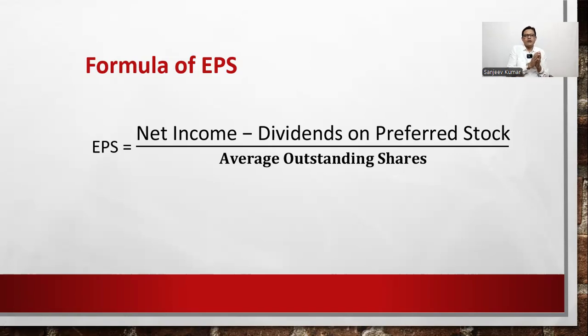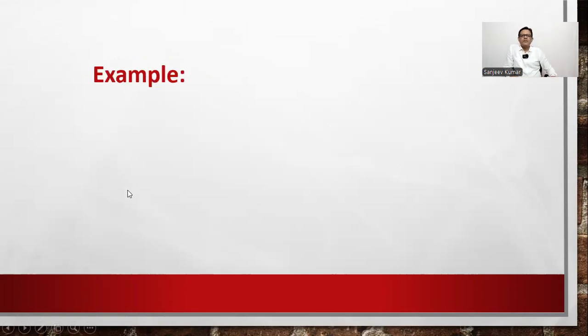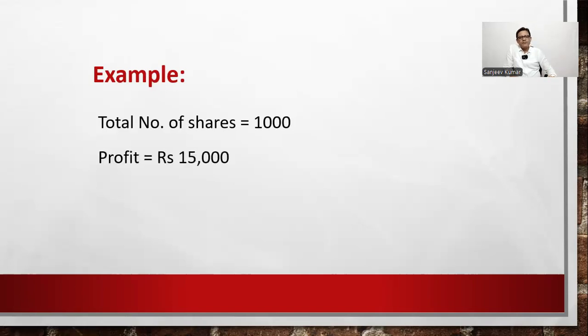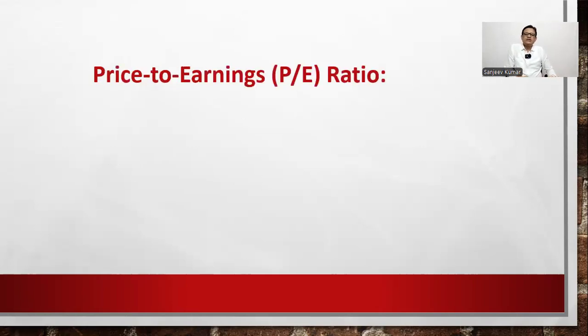You can calculate the total number of shares from market cap: market cap divided by share price gives you the total number of shares. Then net income divided by outstanding shares gives you EPS. With an example you can understand it. If the total number of shares is 1,000 and profit is 15,000, then EPS is 15,000 divided by 1,000, which is 15. Now we understand what PE, the price to earning ratio, is.